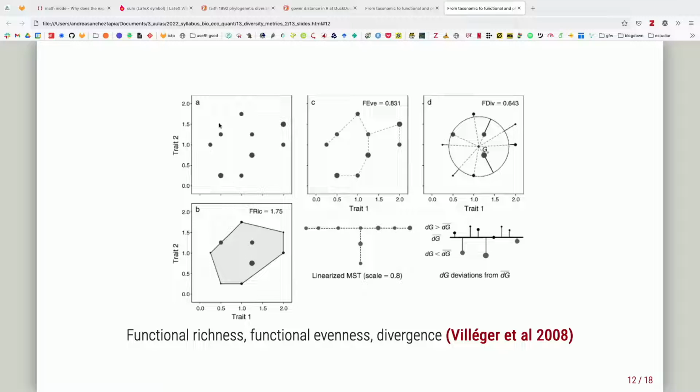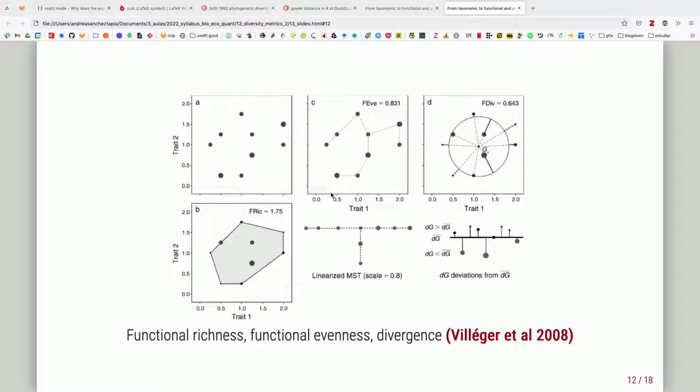And functional evenness, what the authors did is they create a minimum spanning tree between the species, and they say this is the shortest path that connects one-to-one all the species in this bidimensional space. And this second one is a linearized minimum spanning tree. It's the same figure, but this was in the trait space, and this is not in the trait space. And the evenness is how the length of these segments vary between each other.